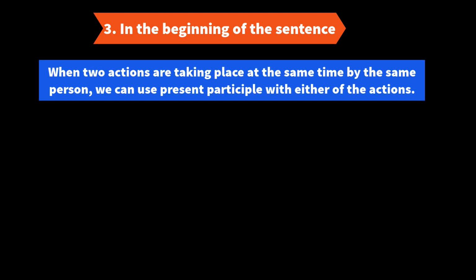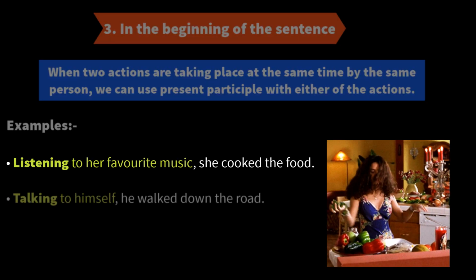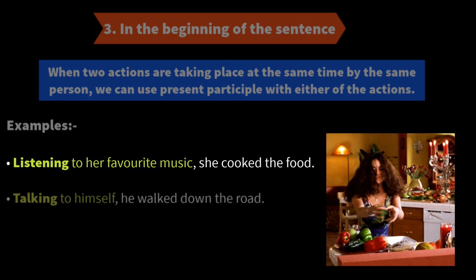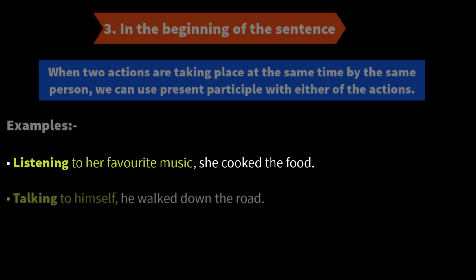Now guys, a present participle is used when two different actions are happening at the same time, simultaneously, by the same person. And when it is the case, we can use present participle with any other actions. Let me show you how. Listening to her favorite music, she cooked the food. So guys, two actions are happening here: listening to the music and cooking the food. These two actions are happening at the same time by the same person.